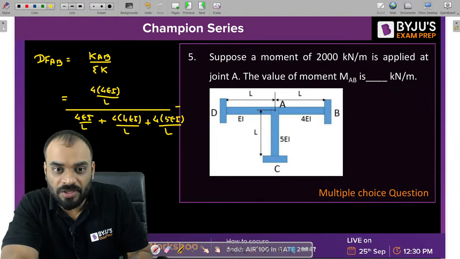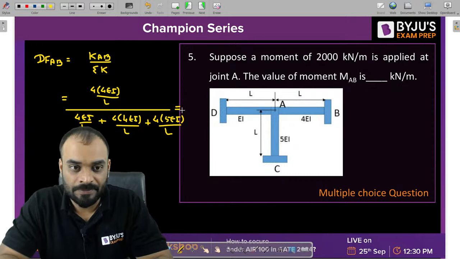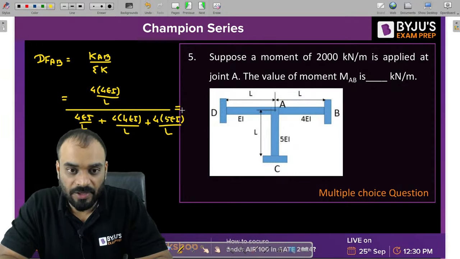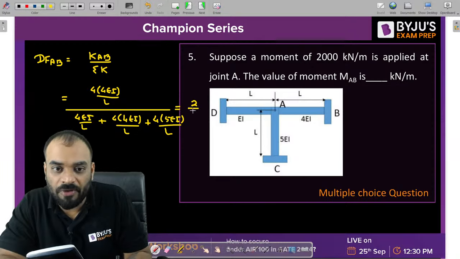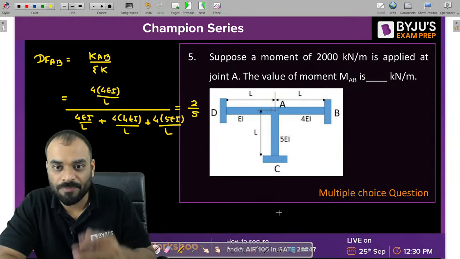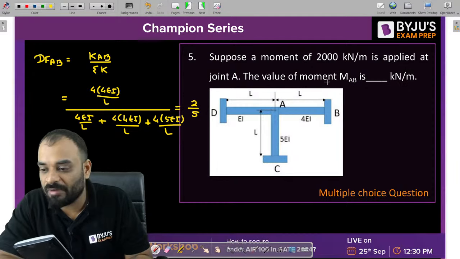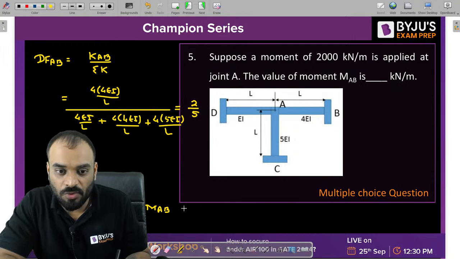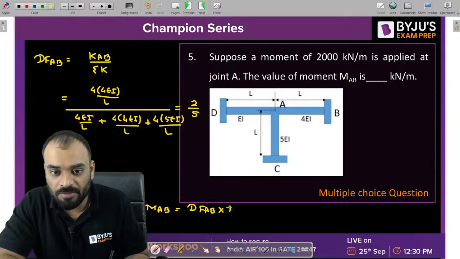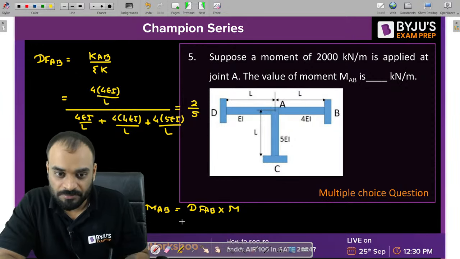Okay. So let's find out what the distribution factor is over here. 16 divided by 4. So we are getting a value of 2 by 5 as the distribution factor for the AB member. Now the question is we need to find out the moment value for AB. Can we write here, guys, MAB is equal to what? It is the distribution factor of AB multiplied by the moment which is applied at this particular joint. So it is 2 by 5 multiplied by M.